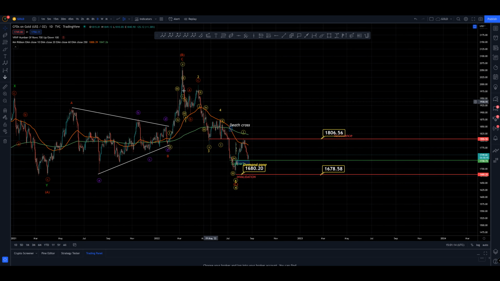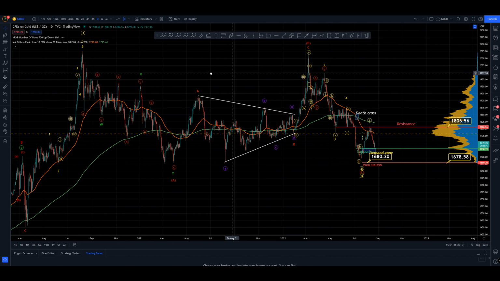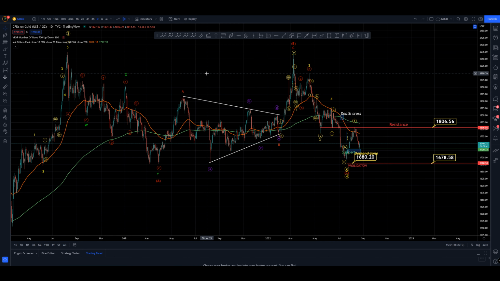Alright, today we're going to be looking at the CFDs on gold and we're going to be looking at the SLV as our proxy for the silver market.